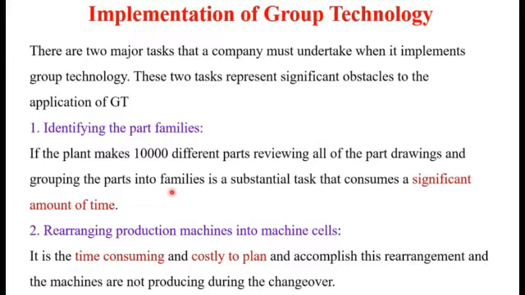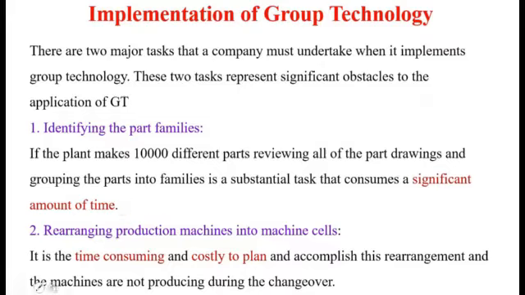Differentiating these parts and making groups of the different parts out of these 10,000 produced parts requires more time while identifying these components. So it is one of the challenges, or one obstacle, while implementing GT. The second one is rearranging the production machines into machine cells.